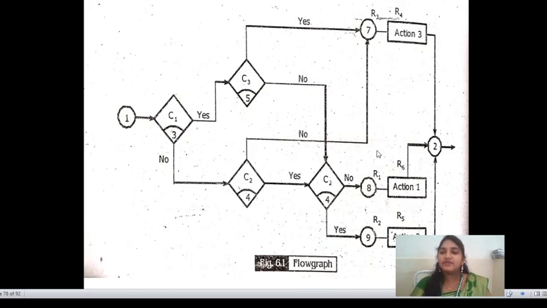Action 1, action 2, action 3 are the three actions to be performed, and 2 is nothing but the exit node. R1, R2, R3, R4 are all the rules, and if C1 satisfies the condition, then it checks the C3 condition. If it is no, then it goes to the C2 condition. If it is yes, it goes to the C2 condition 4. So if C4 here, C2 is yes, then it will go to performing rule 2 and an action will be generated. So this is about the flow graph which defines it.